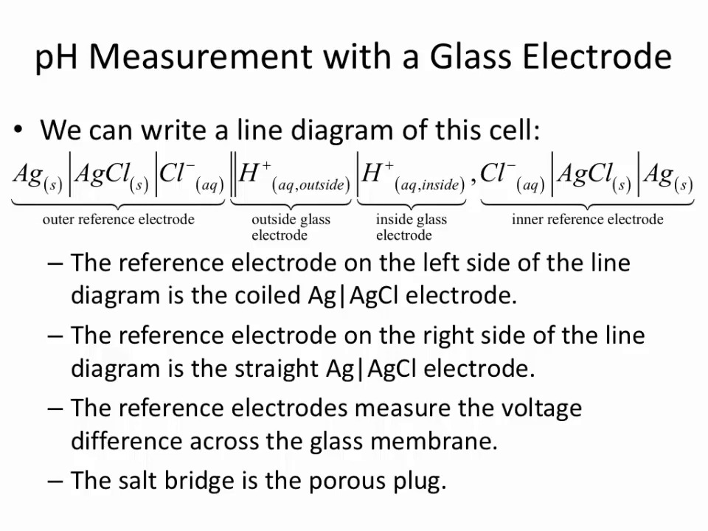And the reference electrodes measure the voltage difference across our glass membrane. That is, across this membrane. This line then represents our glass membrane, because this is outside our glass electrode and this is inside our glass electrode. And the salt bridge here was then our porous plug, allowing some ions to flow into or out of our outer reference electrode to then our solution outside of our glass electrode.